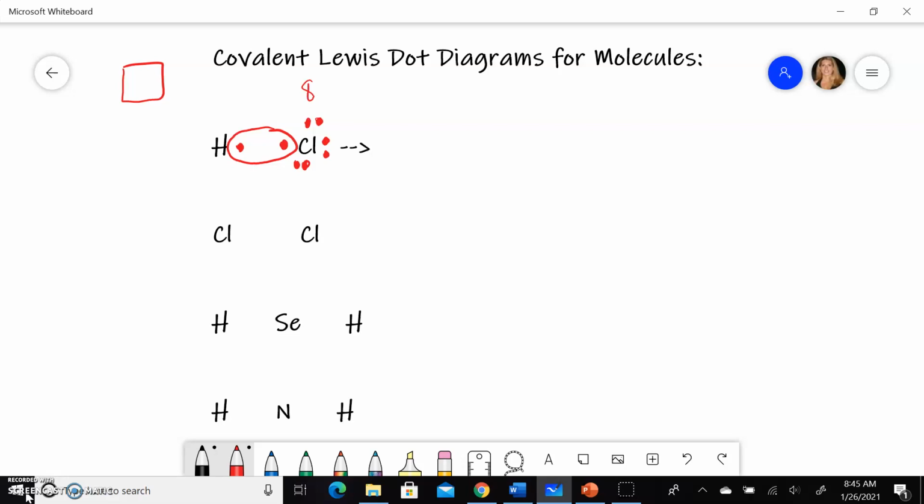Hydrogen has 2 valence electrons that it's sharing with chlorine, and that's actually okay. Hydrogen is an exception to the rule. Hydrogen and helium only need 2 valence electrons to be stable. So now what we're going to do is to draw this with a line connecting these 2.